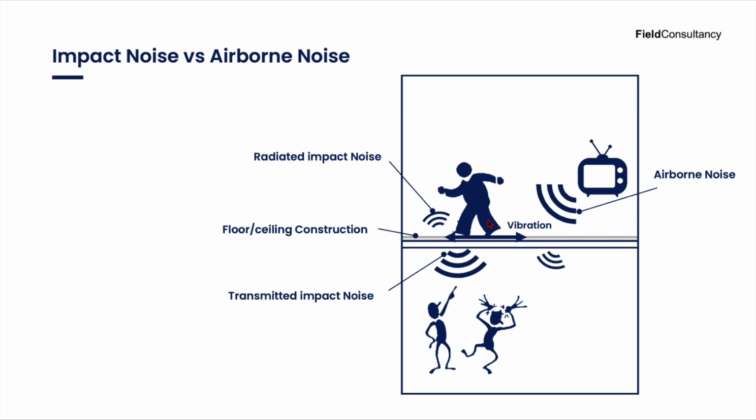On the other hand, someone walking on the floor above imparts a vibration or an impact directly into the structure. That structure is then set into vibration and then radiates that impact as airborne sound into the neighbouring space below. And that is called the transmitted impact noise.